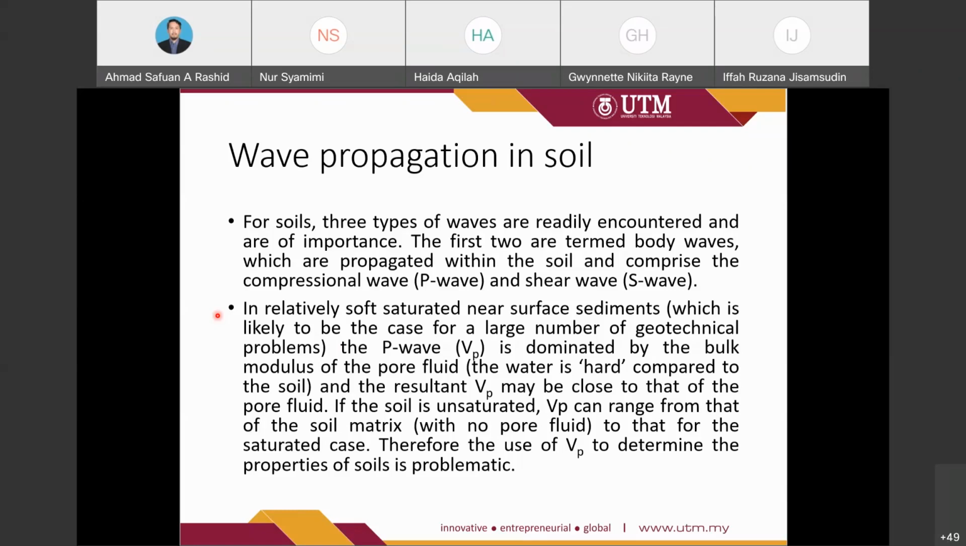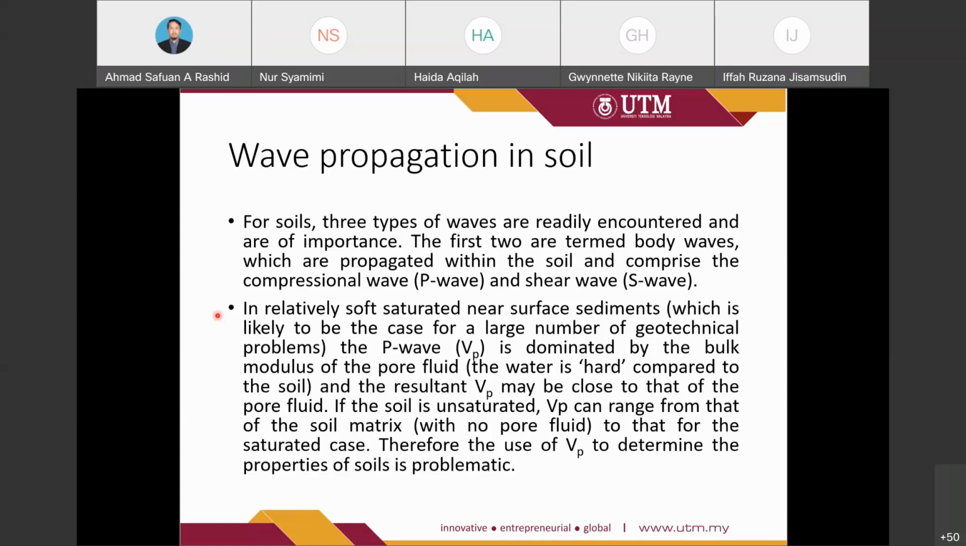In relatively soft saturated near-surface sediment, which is likely to be the case for a large number of geotechnical problems, the P wave is dominated by the bulk modulus of the pore fluid. The water is stiff compared to the soil, so the resultant P wave may be close to that of the pore fluid. When the soil is fully saturated, the P wave is better to be used.